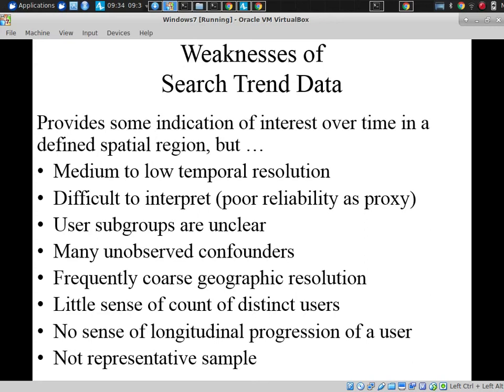But it has a number of big weaknesses. It's medium to low temporal resolution. It gives us data every day or every week, depending on the granularity with which you're looking at it. It's difficult to interpret. It doesn't distinguish different user subgroups. All we know is counts. We don't even know if it's the same user many times or different users and really, other than geography, from where they're coming. There's many unobserved confounders.